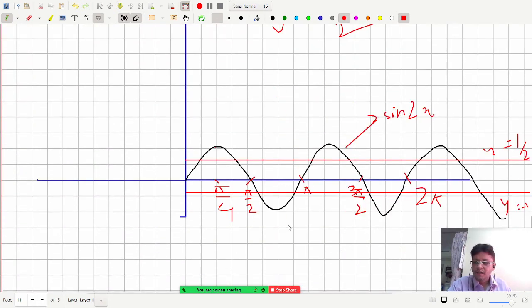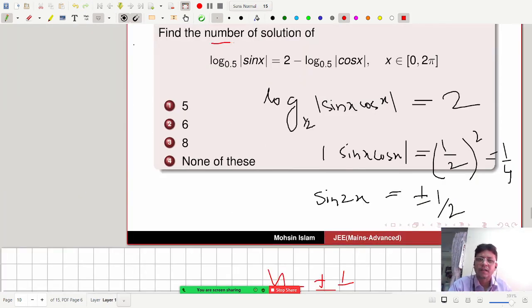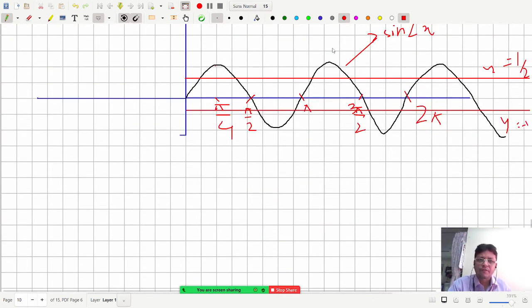Now the thing is, how many points of intersection you have, you need to find out the number of solutions. In the question, it is mentioned number of solutions. You have options 5, 6, 8, none of these. So you have drawn the graph. Now you have to identify how many points of intersection you have.